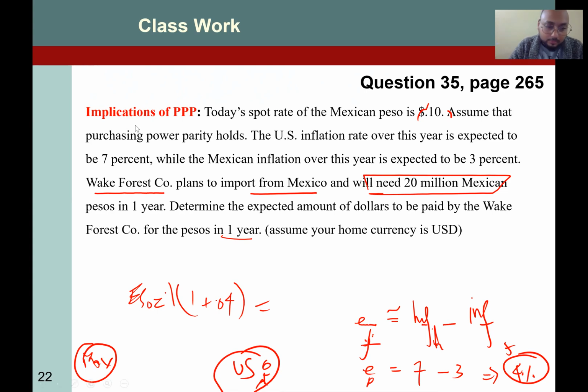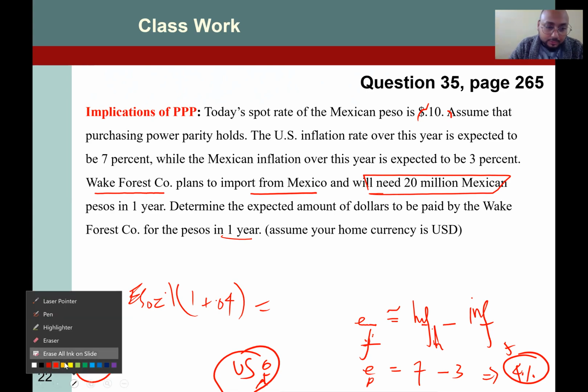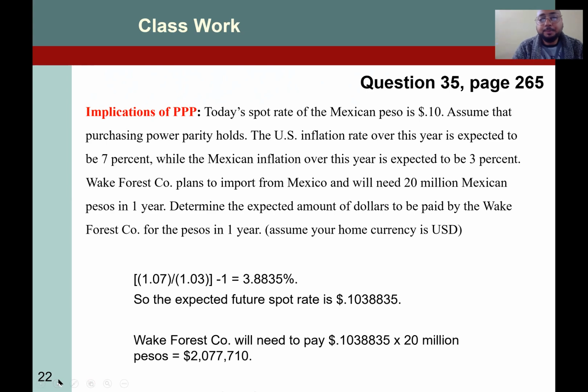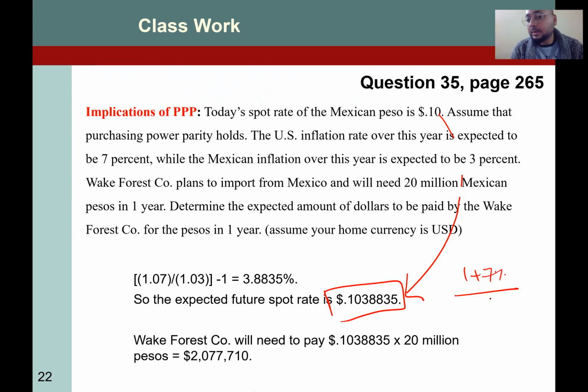The answer would be, so I will be showing you the answer here, right? The expected spot rate is going to increase from 0.1 to 0.104. Remember, we just took an estimation. The real formula is 1 plus the home country's inflation divided by 1 plus the foreign country's inflation, minus 1.